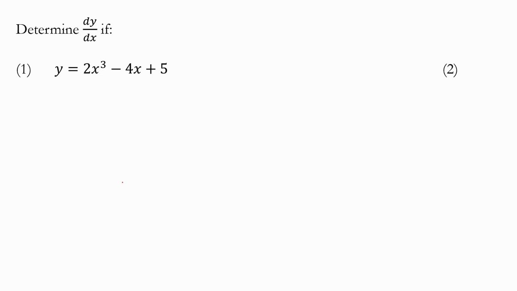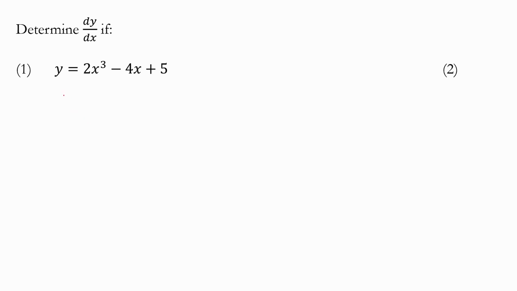Let's do question 5b1. It says determine dy/dx if y equals 2x cubed minus 4x plus 5. Okay, so how do we do this? Remember, we have to differentiate using rules here, and we differentiate each term independently. How do we differentiate using rules?